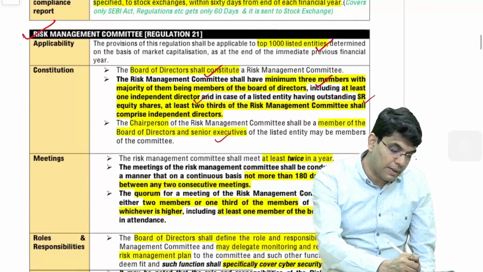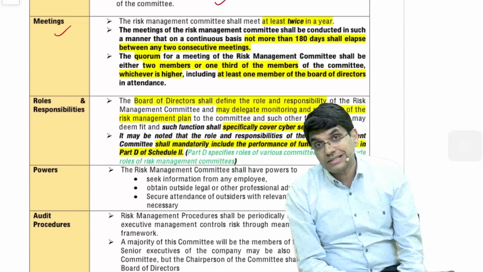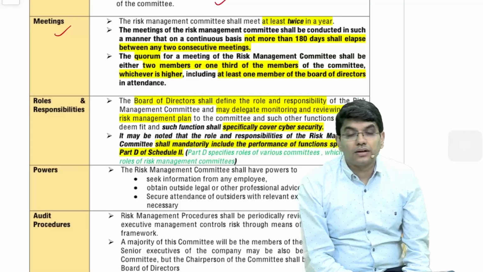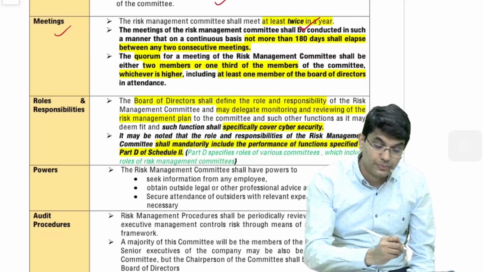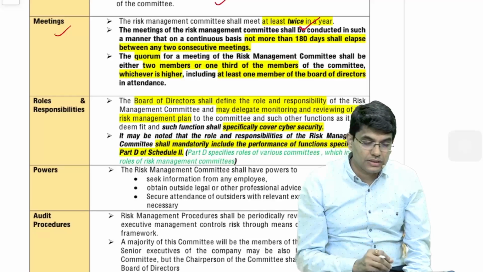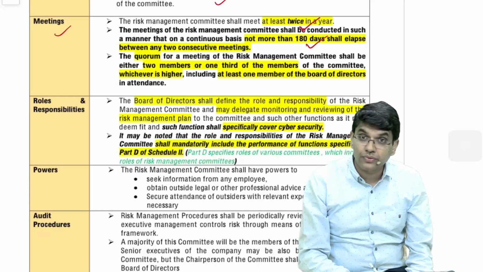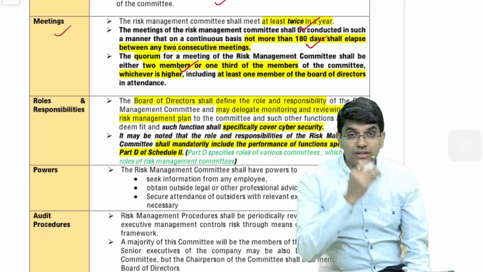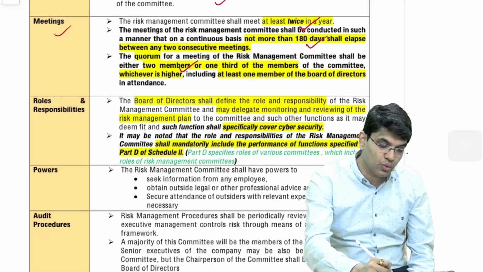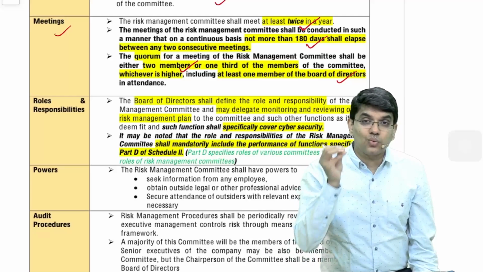So now we know about the applicability and the constitution. Now what about the meetings? They should meet at least twice in a year, and the gap between the two meetings should not be more than 180 days. Quorum should be 2 members or one third of the total number of members, whichever is higher, and at least one member should be a board of director. Generally they specify a minimum requirement for independent directors, but here they say at least one should be a board of director.